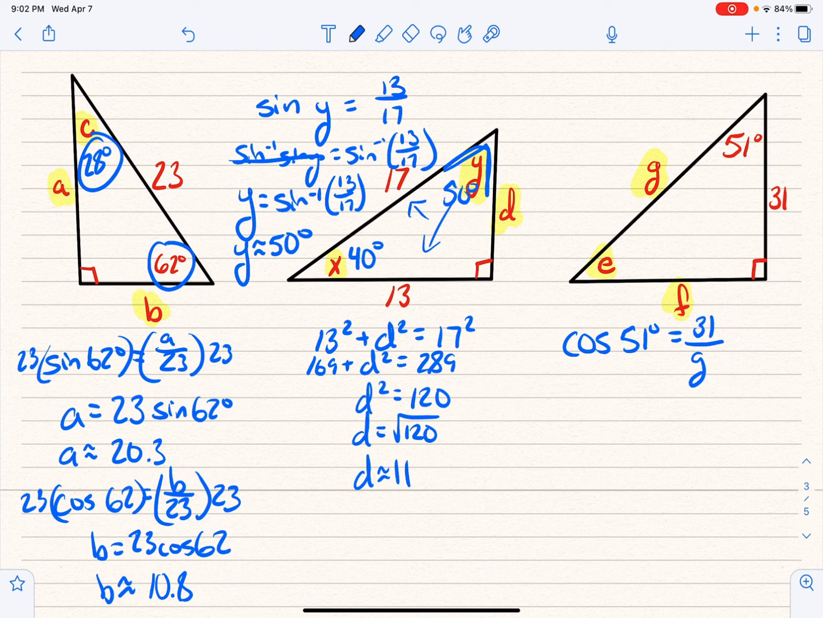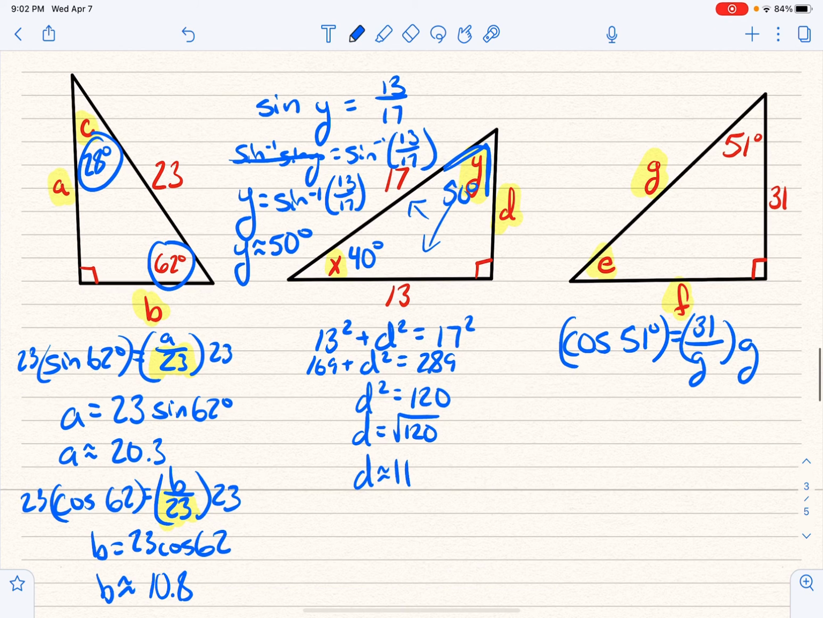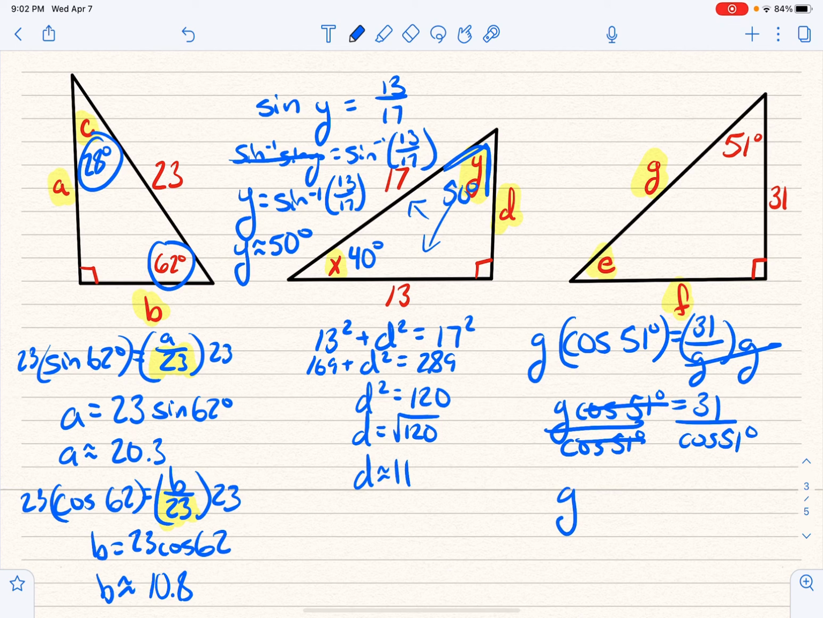So I got to look and say, I got to multiply this side by G. See, over here, I multiplied by what's in the denominator. So this side, I got to multiply by what's in the denominator. So I'm going to multiply this side by G. These cancel out, and I get G times the cosine of 51 degrees is equal to 31. Now, that's not a very good answer, because I don't want G times the cosine of 51. So I have to divide both sides by cosine 51. Okay? And when I do that, these cancel out, and I'm left with G is equal to 31 over the cosine of 51 degrees.